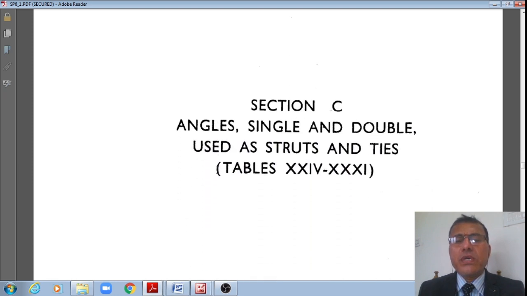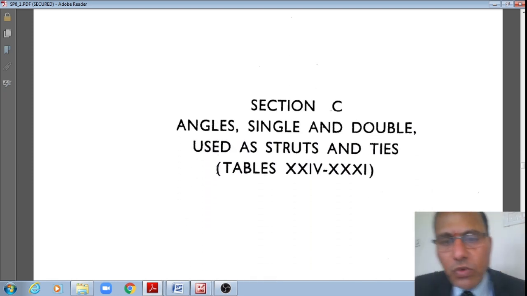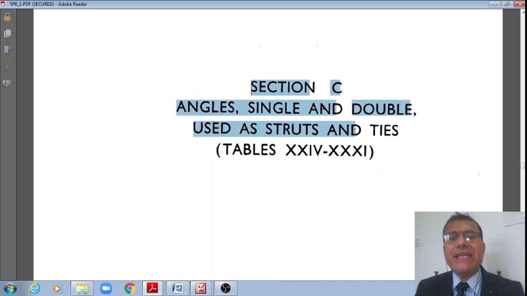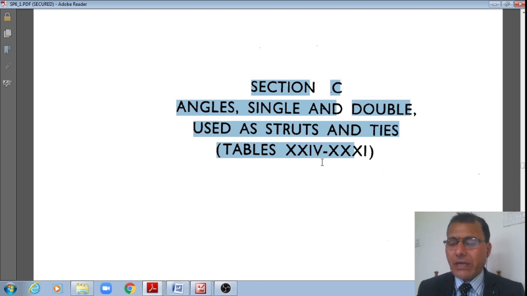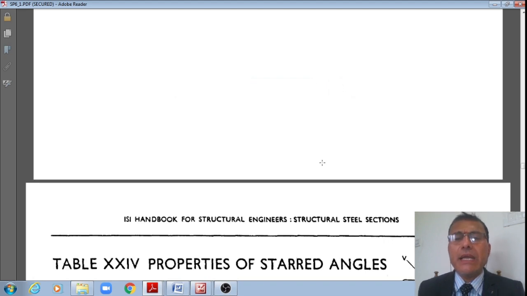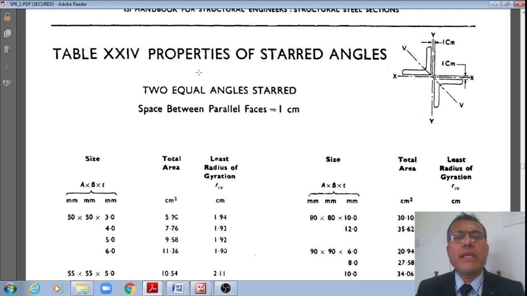Now that is how Section B is, students. Now let us move to Section C. The angles, single and double angles used as struts and ties, Tables 24 to 31. When these are used as struts, strut means compression member, and tie means tension member, right? Angles, single angle and double angles. Now let us show this quickly, right?